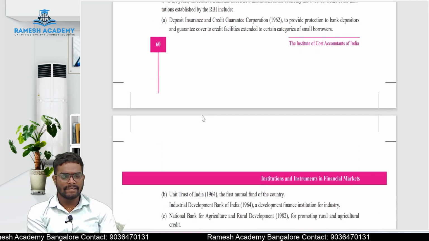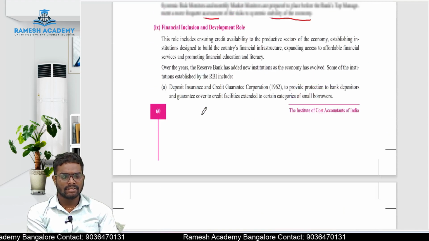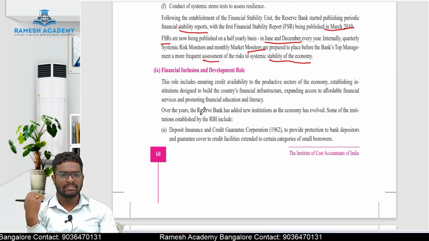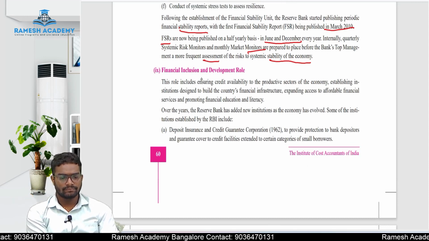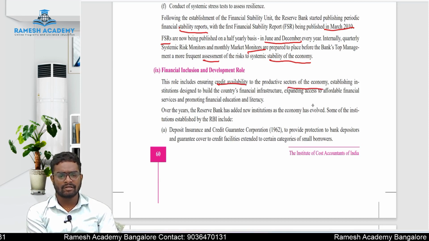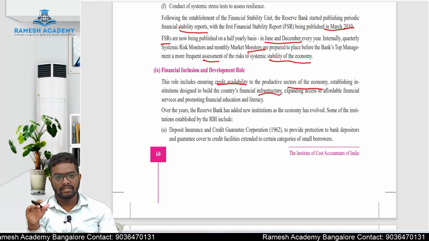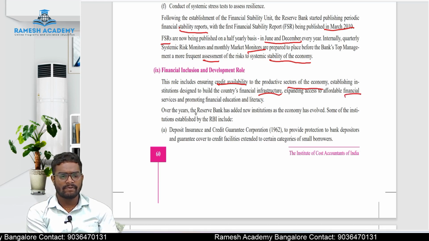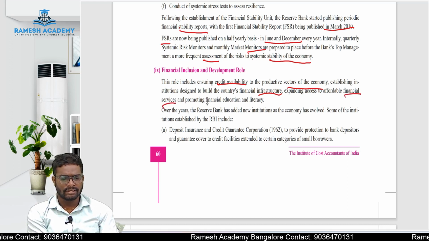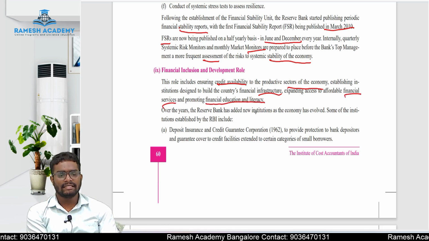Next is the developmental role. So this is very much easy. RBI will undertake actions to develop the economy or economic growth. This role includes ensuring credit availability to the productive sectors of the economy, establishing institutions designated to build the financial infrastructure. So it will build the financial infrastructure, expanding access to affordable financial services, and promoting financial education and literacy.